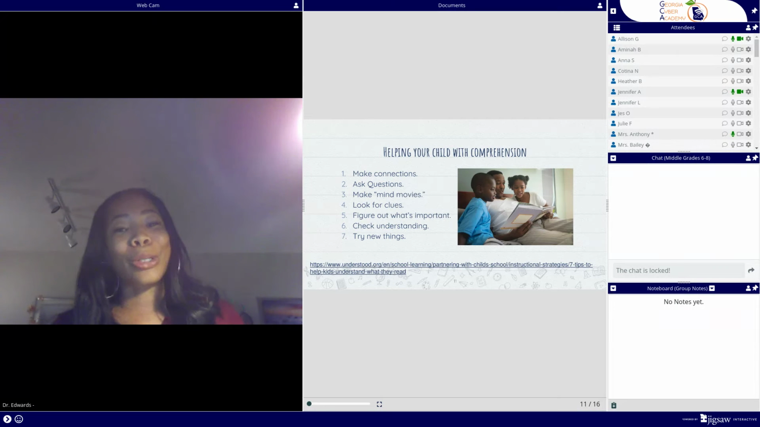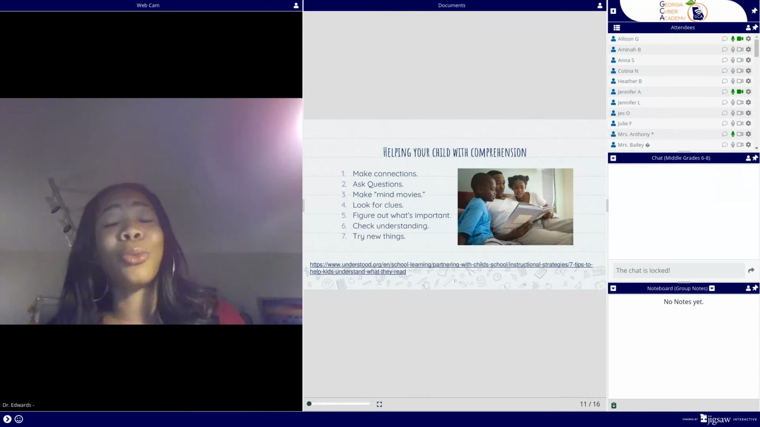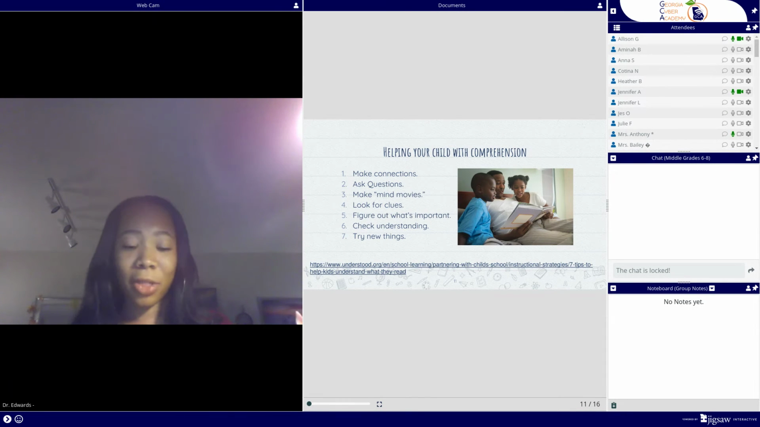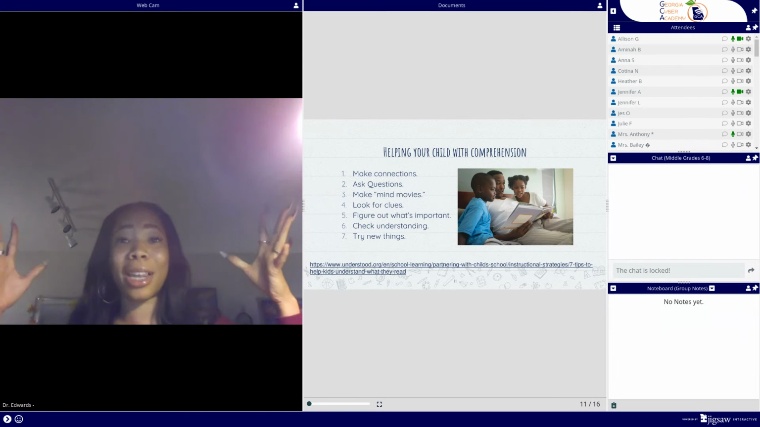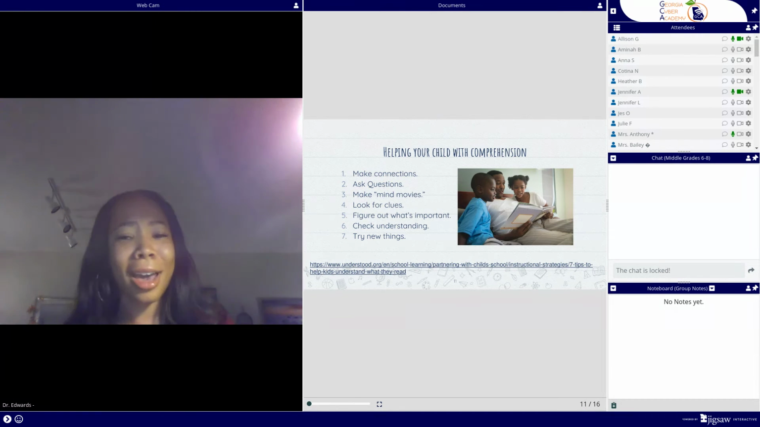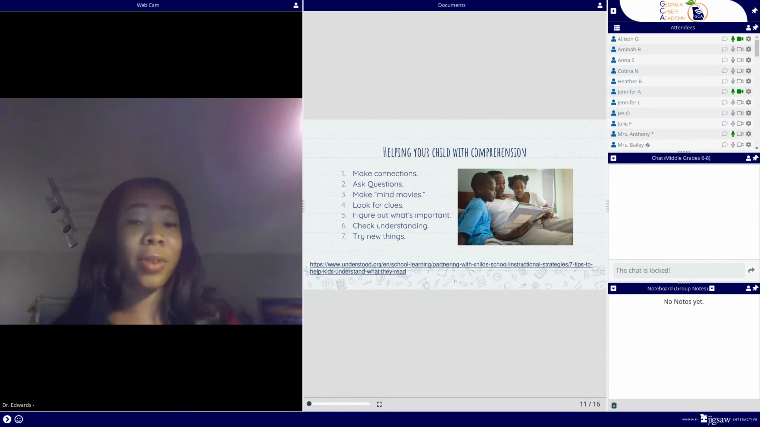What can you do to help your child with comprehension? Reading goes across the curriculum. And even though we want to believe in our hearts that teachers are magicians, when it's time to read, it's like pulling teeth sometimes, especially if it's students who don't even like to read. So, what can you do at home to help us?